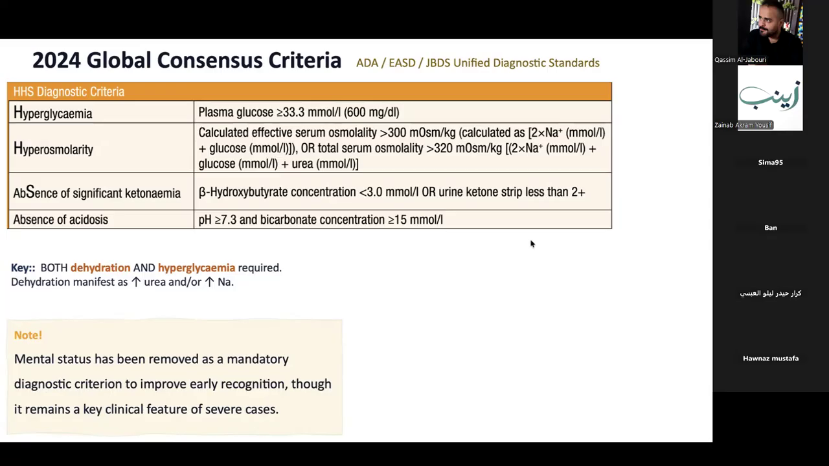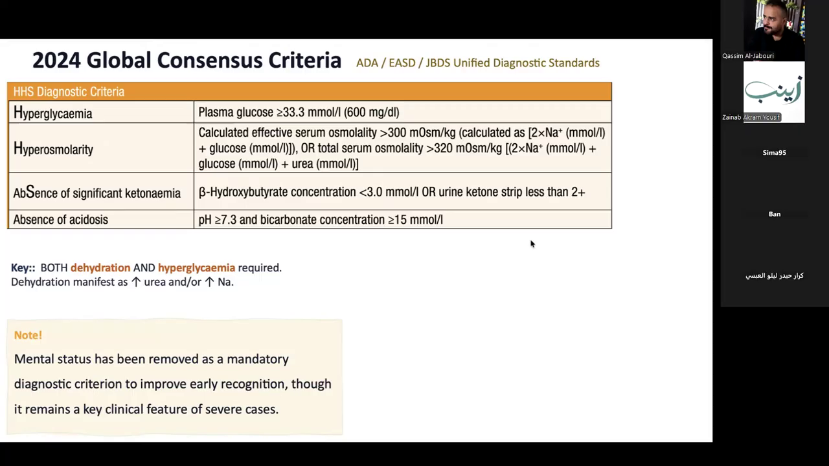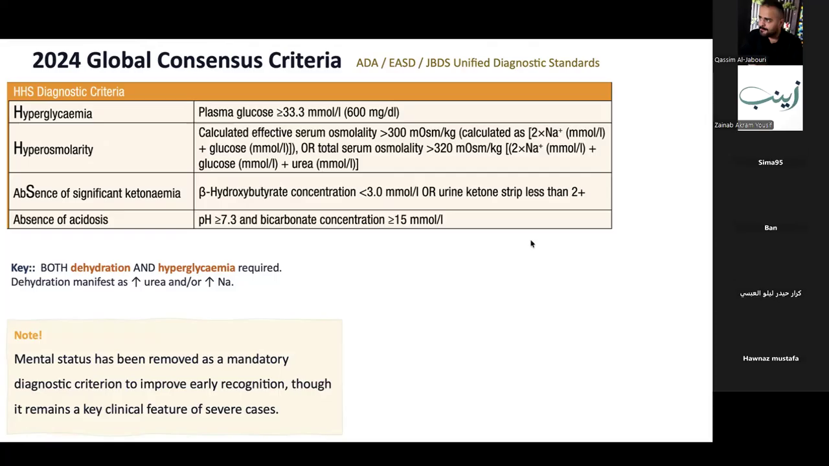And then you need to have normal ketones or mildly raised ketones. So positive ketones will not be pure HHS. You will need to consider the mixed picture here. But for HHS, beta hydroxybutyrate should be below 3, urinary ketones below 2 plus, and pH should be above 7.3. So the 7.3 pH and the beta hydroxybutyrate below 3 are the cutoffs we see in DKA, because in DKA, if you remember, we said ketones above 3 and pH below 7.3.